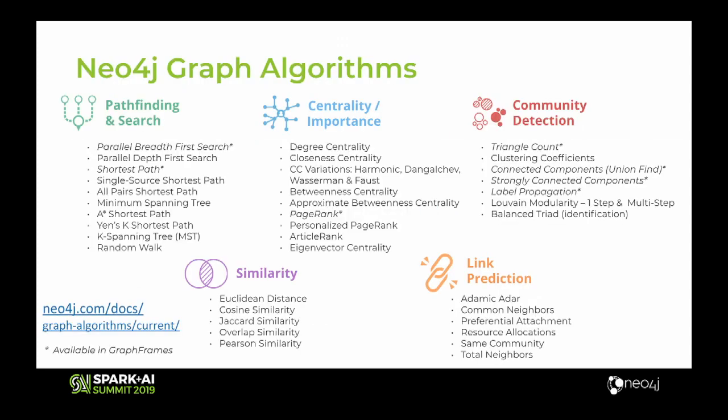So the Neo4j graph algorithm library is listed here. I won't go through everything that you can see, just to point out if it's got an asterisk and it's in italics, it's also present within GraphFrames. So it is a superset of the algorithms that are available within GraphFrames, or going back to the GraphX origins. You can read all about it. You can read the book.